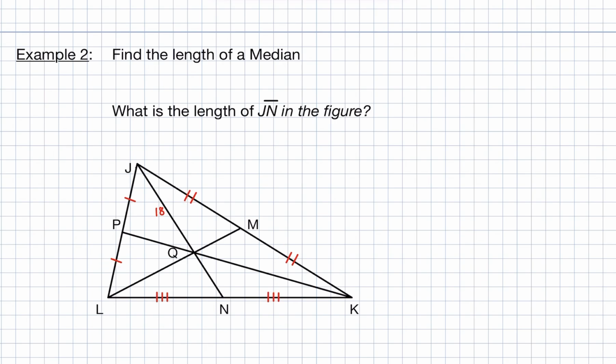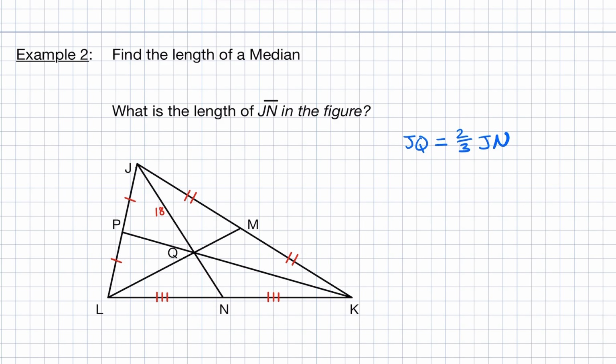Okay, so now that we know that this is bisected, we can go ahead and use the theorem that we just learned, and we should be able to first start with the relationship of the segments. So what I mean by that is we should write JQ is equal to 2/3 JN, which is exactly what the theorem says. JQ, this segment, is equal to 2/3 of JN, okay? 2/3 of that length.